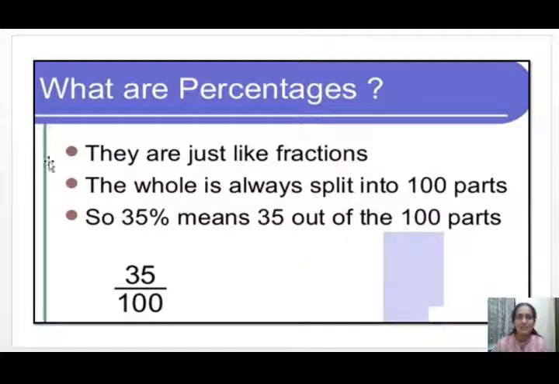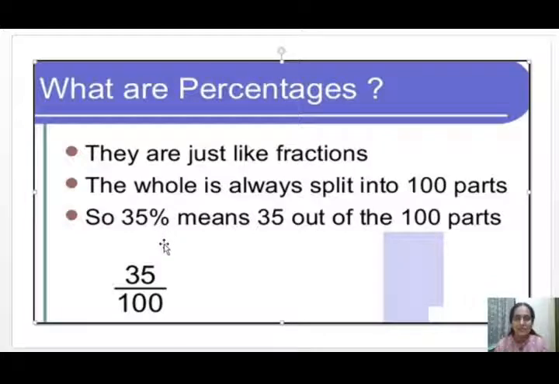So what are percentages? They are fractions, with one condition, right? What is that condition? The denominator is 100. Whenever the denominator is 100, whatever the number in the numerator is, we can write it as a percent. Suppose it is 35% or 35 by 100. The denominator is 100, so we can write the numerator number with this percent sign.